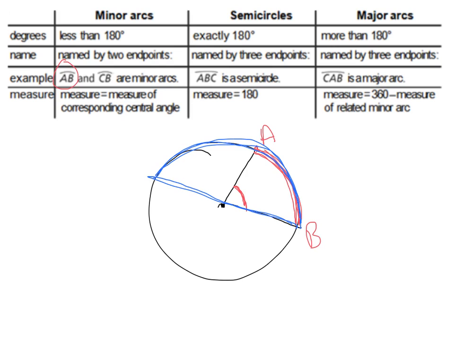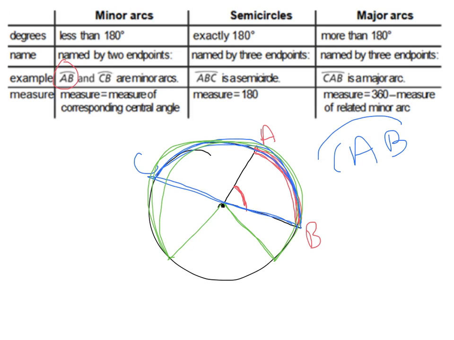When you have a semicircle or a major arc, you have to label it with three letters. So A, B, C could work, or C, B, A in this case, or C, A, B, because you have to go in order around the circle. And then a major arc would be an arc that's greater than 180. So this right here would be a major arc.